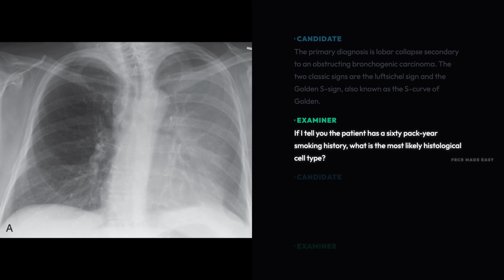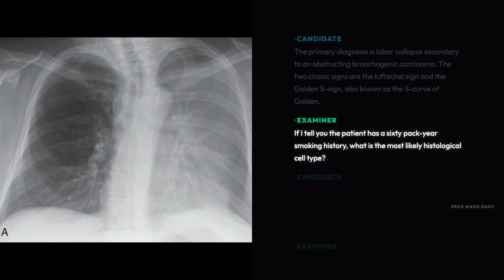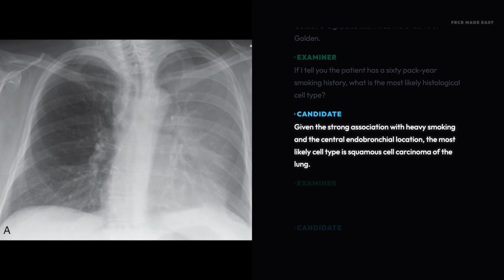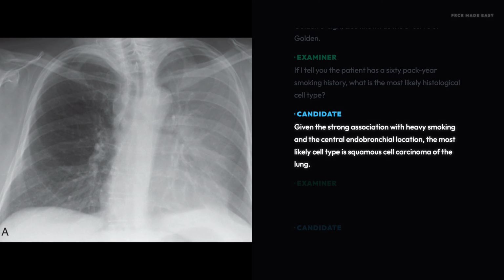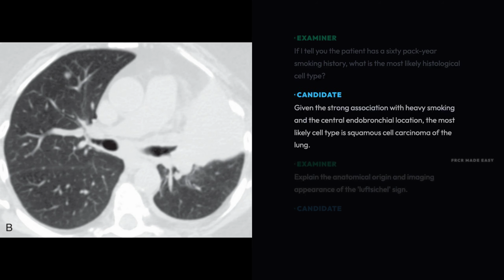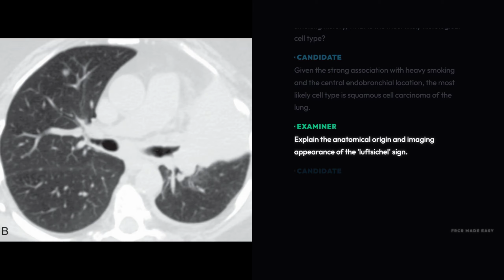If I tell you the patient has a 60-pack-year smoking history, what is the most likely histological cell type? Given the strong association with heavy smoking and the central endobronchial location, the most likely cell type is squamous cell carcinoma of the lung. Explain the anatomical origin and imaging appearance of the Luftsichel sign.